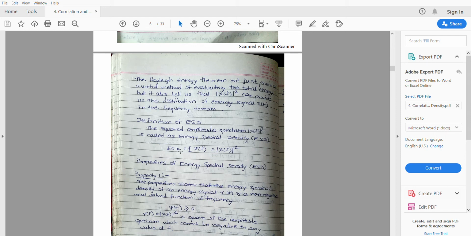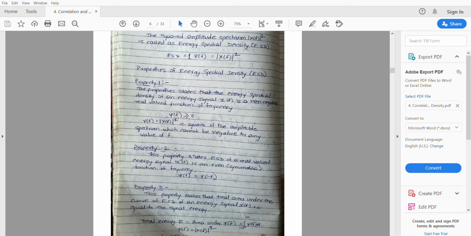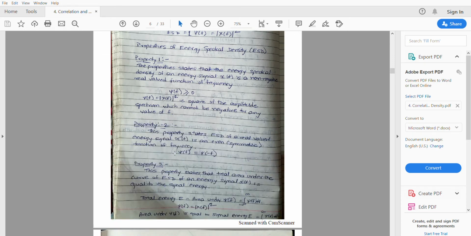With respect to this ESD, now we will see the properties of energy spectral density. Property number 1 states that the energy spectral density of an energy signal x(t) is a non-negative real-valued function of frequency. See here, students, the energy spectral density psi(f) is a real-valued function, so it is greater than or equal to 0. Psi(f) is nothing but |X(f)|^2, the squared amplitude spectrum, which cannot be negative for any value of f.